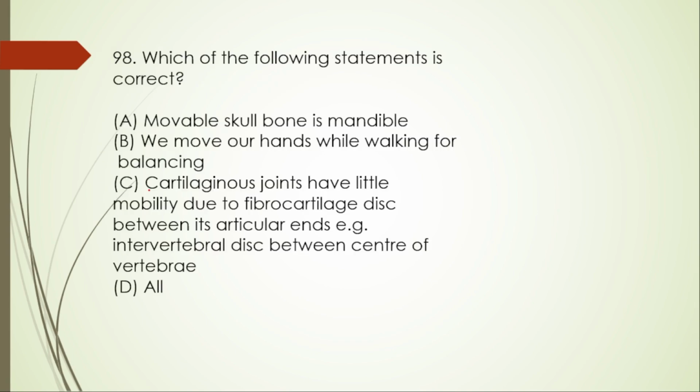Next, 98th one. Which of the following statements is correct? A. Movable skull bone is mandible. B. We move our hands while walking for balancing. C. Cartilaginous joints have little mobility due to the fibrocartilaginous disc between its articular ends. Example, intervertebral disc between the centra of the vertebrae. All of them are correct. So the right option here is D.